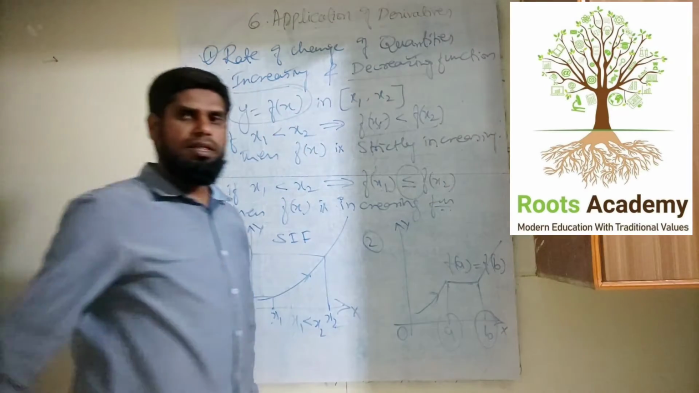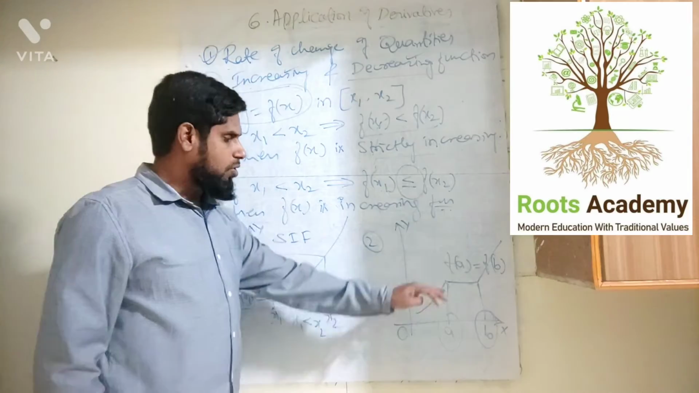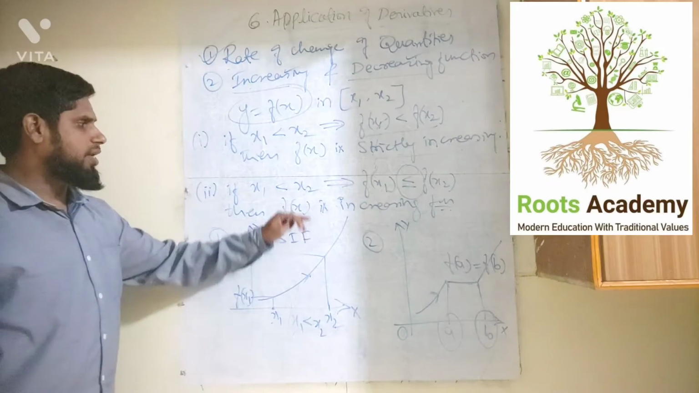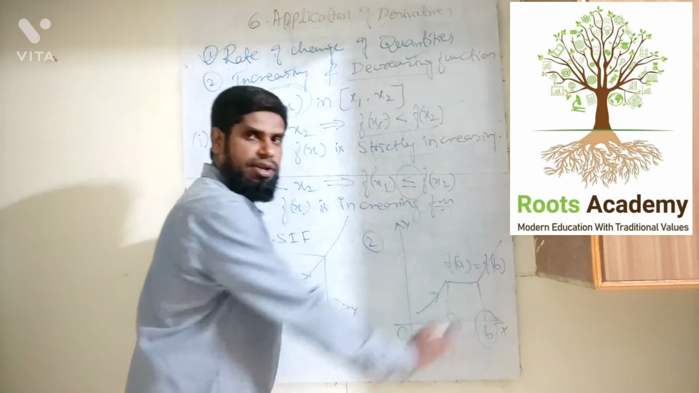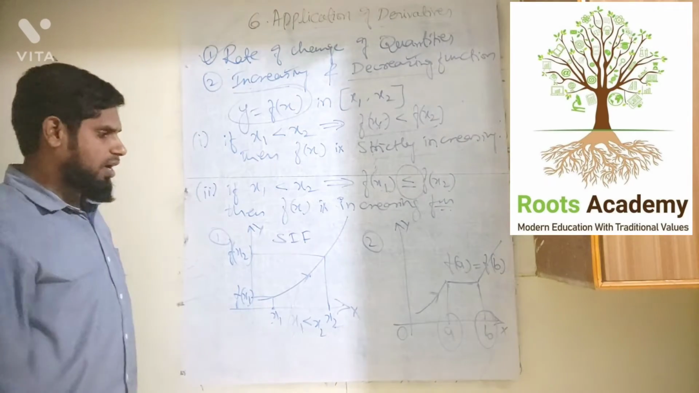Then it increases. So this is called a normal increasing function, a purely increasing function. And both the graphs are continuous graphs.